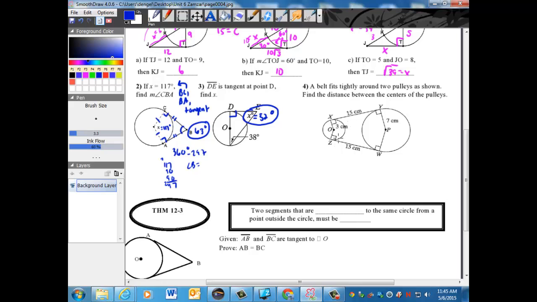Alright, 4, this is a challenging problem. We have a belt that fits tightly around 2 pulleys. They want you to find the distance between the centers of the 2 pulleys. So let's draw that line in. Okay, so we're trying to find x. Let's go ahead and call it x. And what we want to do here is use the other information that's given and then solve.